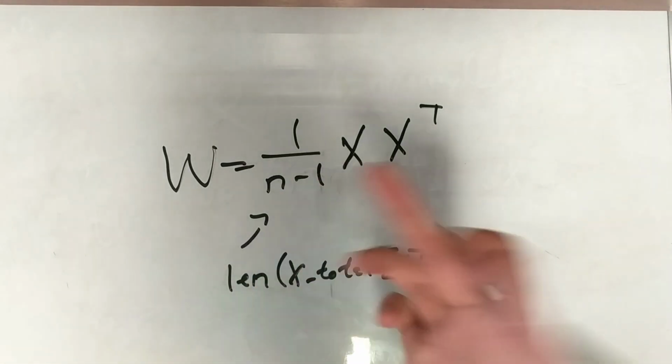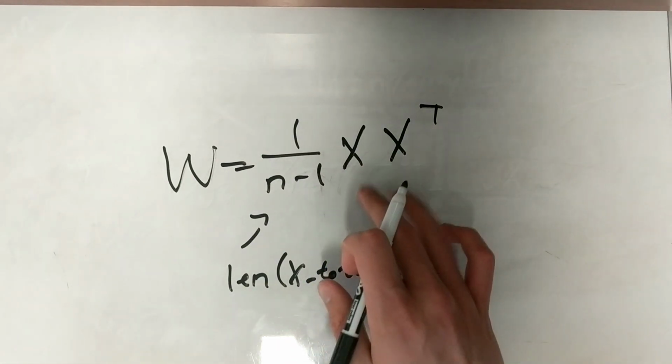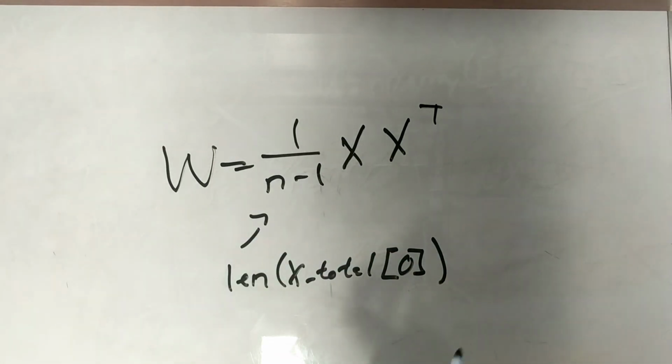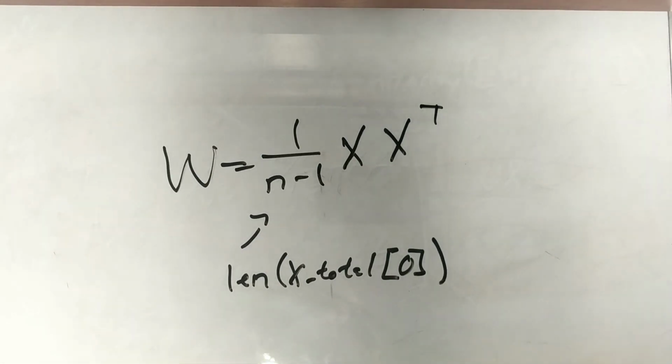And so use that as the n, subtract 1, take the inverse, and then multiply it by the matrix multiplication of x and x transpose, and that will get you your covariance matrix. Again, save this as the equation to get it rather than the matrix itself.